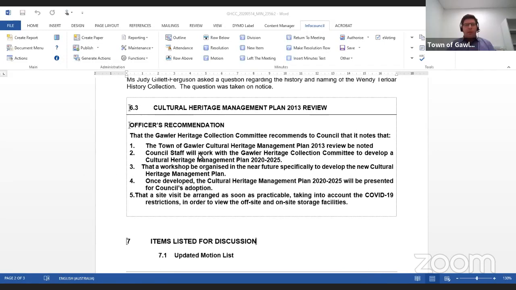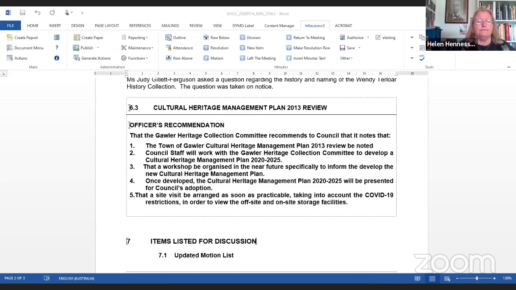Through the chair, if I may, and with the mayor's indulgence, just point 3, can we slightly amend point 3? Rather than saying that a workshop be organised in the near future specifically to develop the new cultural heritage management plan, it should be specifically to inform the development of it. I don't think we'll be able to develop the entire thing in one workshop. Okay, yeah, fair enough.